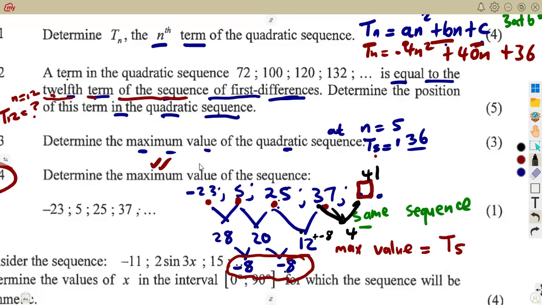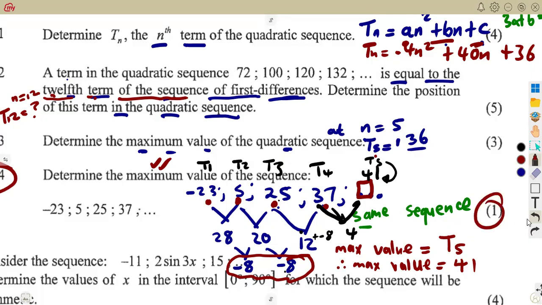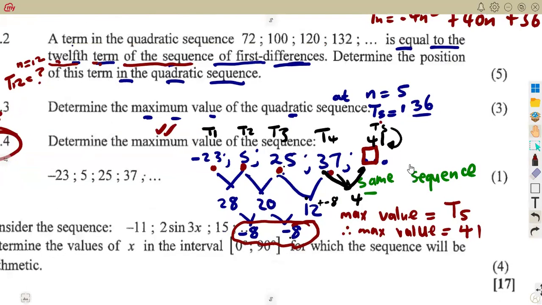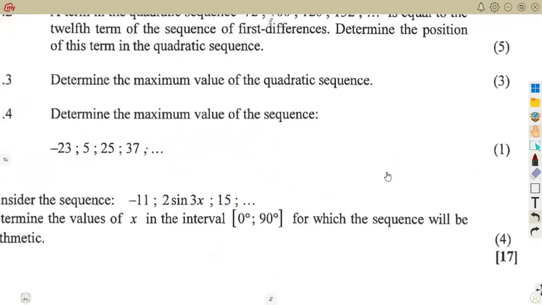That's our 50th term. Just like we've got T1, T2, T3, T4, T5. Our T5 corresponds to what? To 41. So therefore, our maximum value was going to be 41. That's our maximum value, 41. So guys, you see, it's 1 mark. The understanding there is important. If you have that deeper understanding, you won't go through all this process. But this is for the sake of us understanding. That's the importance of revision.